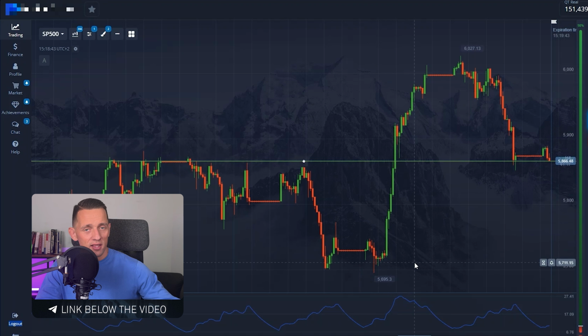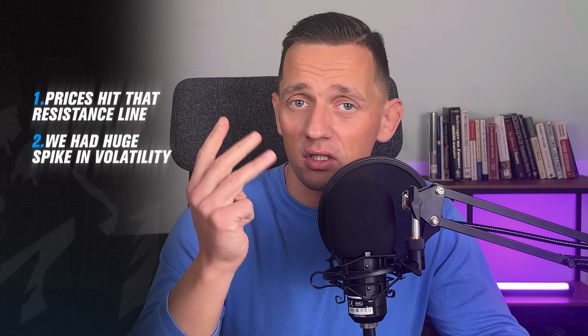Firstly, candles were entirely bullish. Secondly, you see this increase in volatility. It outmatches every previous level of volatility once we had that resistance line met. So that's the second thing. And of course, price moved along that way. So we had 3 factors. Firstly, obviously price hit that resistance line. Secondly, we had a huge spike in volatility, and thirdly, we had bullish candlestick patterns.